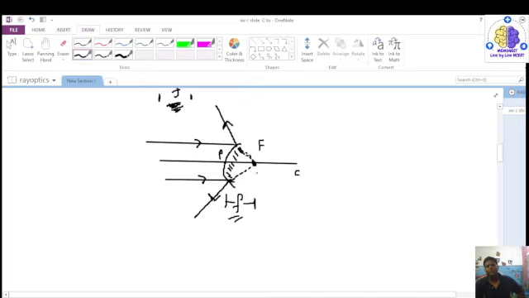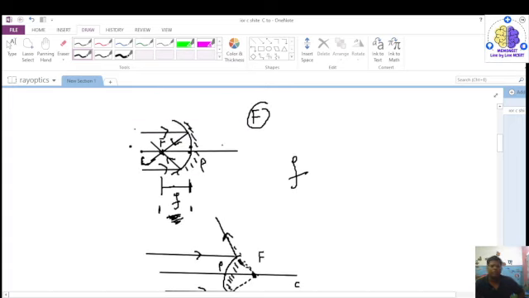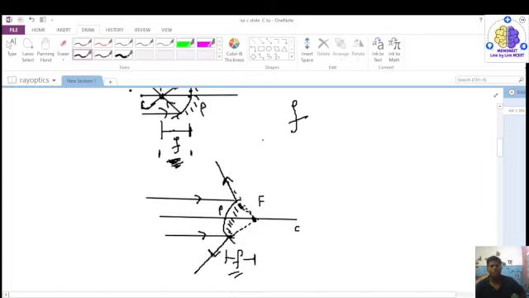So for a convex mirror, this is the focus, and this focus is found when we produce the reflected ray in the backward direction. Therefore, this focus is known as the virtual focus also. And in case of a concave mirror, the focus is formed by the actual meeting of the actual reflected rays. Therefore, it is known as the real focus, right? So this is basically your principal focus. We were talking about principal focus.